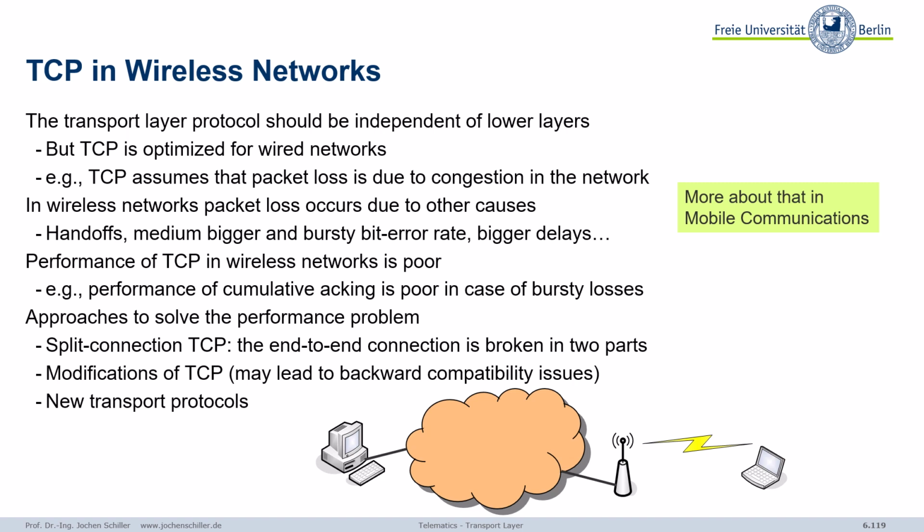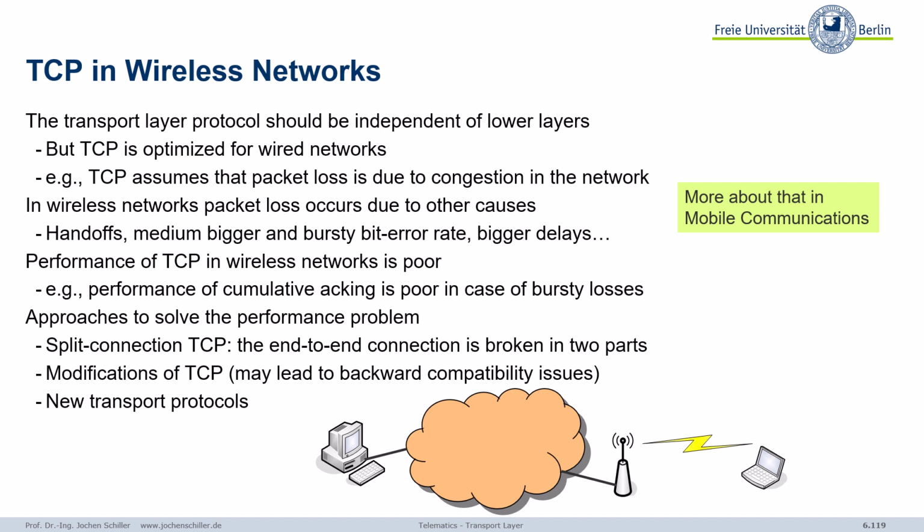But obviously TCP has been optimized for wired networks. So that was again this issue that TCP assumes packet loss is due to congestion in the network. In wireless networks, we have other reasons for packet loss, handoffs or handover. We have way burstier errors there. We have suddenly bigger delays with large variations in delay. Just imagine you move from a wireless LAN into an LTE network or back. So the performance of classical TCP in wireless networks is rather poor.